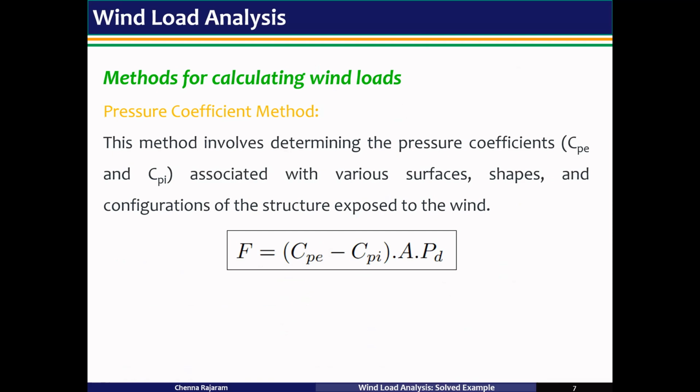The methods used for calculating the wind load are as follows. In general, there are 3 methods: first, the pressure coefficient method; second, the force coefficient method; third, the gust factor method. The pressure coefficient method involves determining the pressure coefficients, that is Cpe and Cpi, associated with the various surfaces, shapes, and configurations of the structure exposed to the wind. The equation used is F equals the difference of the internal pressure coefficient and external pressure coefficient, multiplied by the area and the design wind pressure.